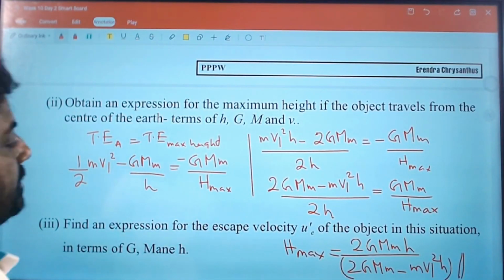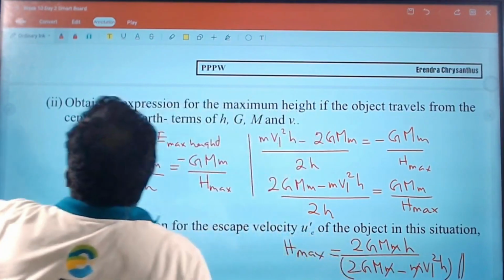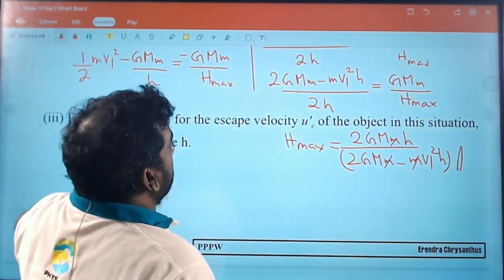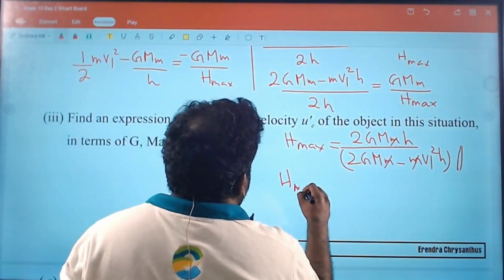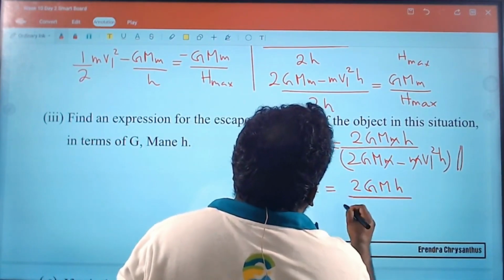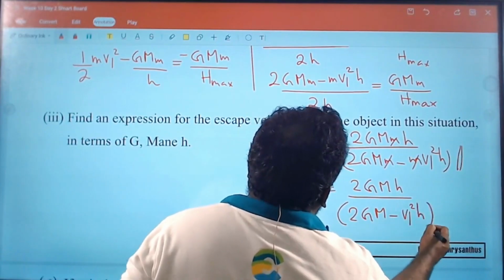All the small m's you can remove. And you can rewrite this: h max equals 2 G M h over 2 G M minus v1 squared h.